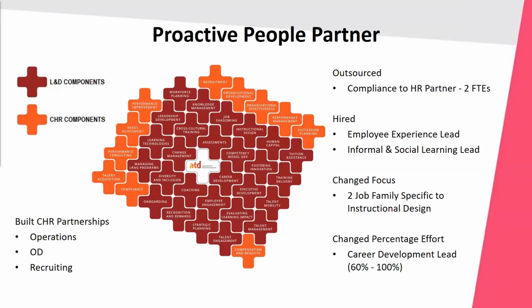With those 2 open positions, we hired an employee experience lead and an informal and social learning lead, whose jobs were to build out some of that additional programming in the employee experience arena. So the onboarding pieces, the engagement pieces, more in diversity and inclusion, those pieces became much more forefront for what we were doing because we had somebody focusing on those. And also bringing in an informal and social learning lead to start thinking about learning technology and how we can foster innovation and our human capital and all of those pieces around the social and informal learning space to make our program portfolio more robust.